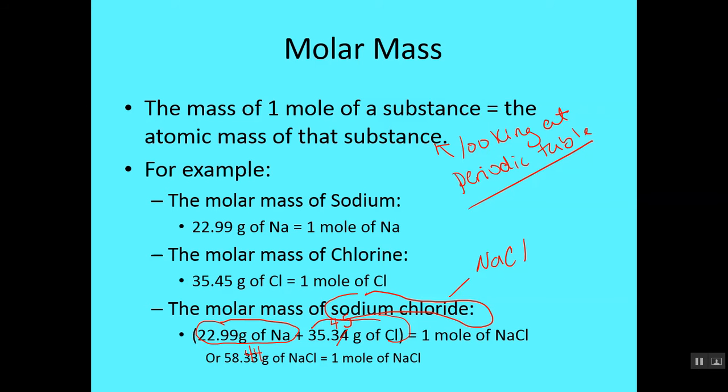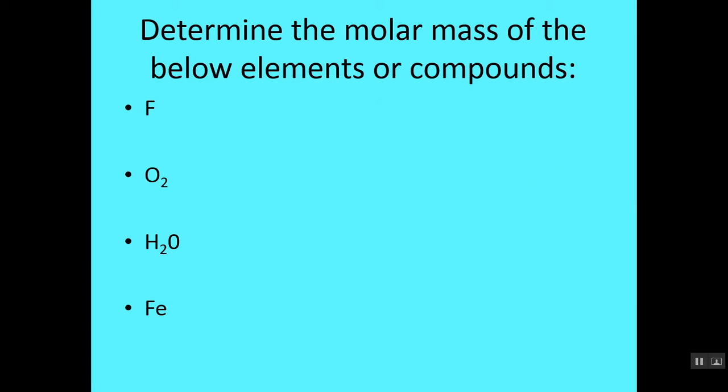So again, how did we do that? We simply found the molar mass of each element, and that allowed us to see what the molar mass of the substance was as a whole. All right, so let's consider that, and let's do a few. Let's look at a couple different substances and see if we can figure out their masses.